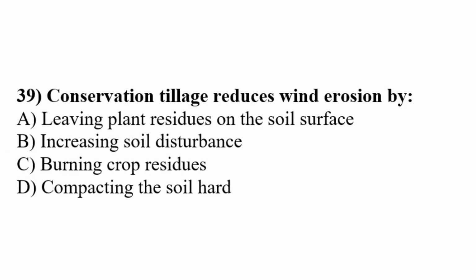39. Conservation tillage reduces wind erosion by: A. Leaving plant residues on the soil surface. B. Increasing soil disturbance. C. Burning crop residues. D. Compacting the soil hard. Answer: A. Leaving plant residues on the soil surface.